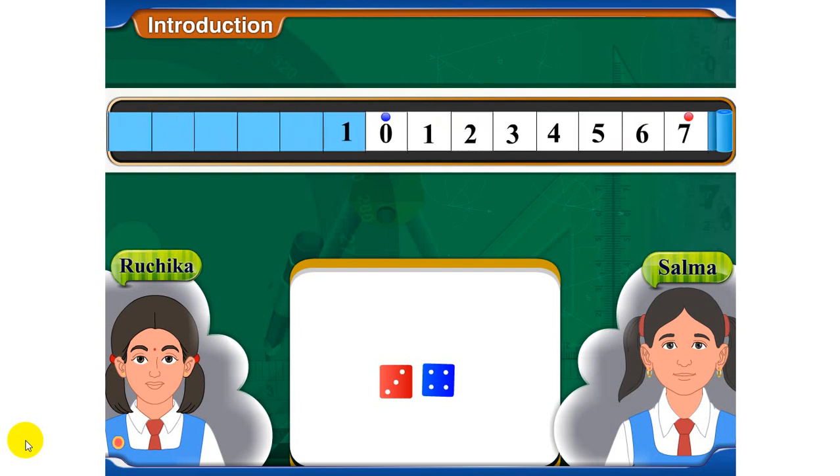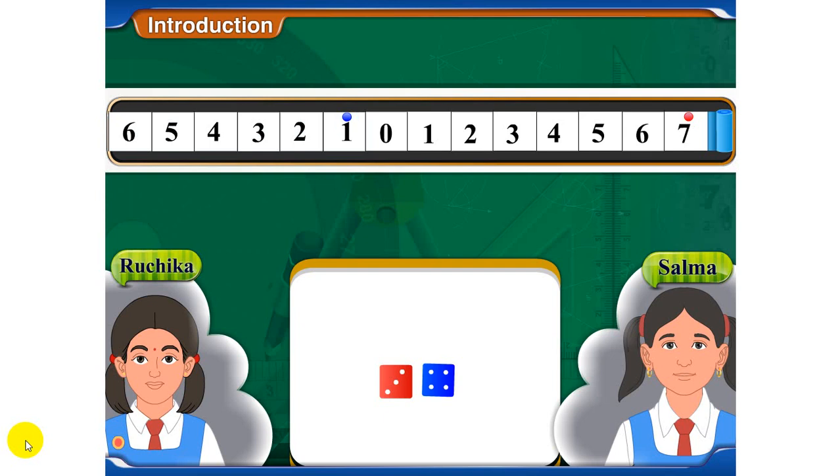Now Salma suggested that she is 1 mark behind 0, so it can be marked as blue 1. If the token is at blue 1, then the position behind blue 1 is blue 2. Similarly, blue 3 is behind blue 2. In this way, they decided to move backward. Another day, while playing, they could not find blue paper.